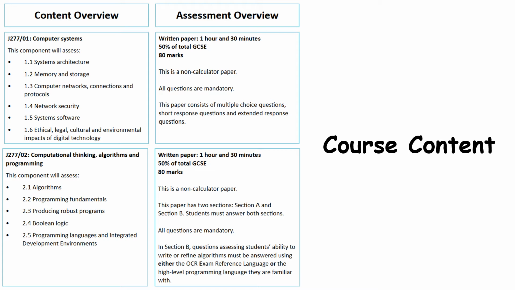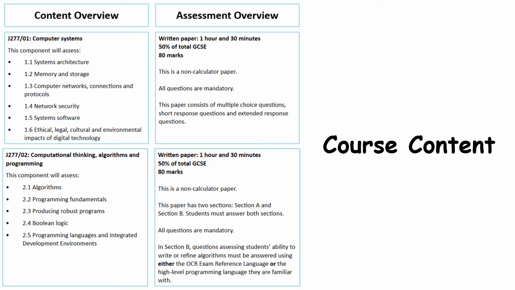Paper 1 is 1 hour and 30 minutes and it's a non-calculator paper and it consists of multiple choice questions, short response and extended response questions. Paper 2 is on computational thinking, algorithms and programming. This is where you will look at what an algorithm is, why it's there, how a computer uses it, and create your own algorithms using flowcharts and pseudocode.